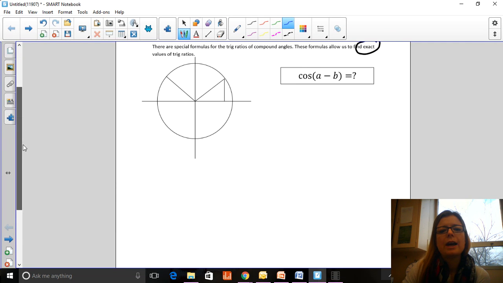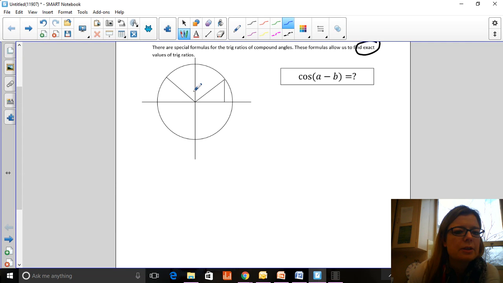So let's go ahead and label this diagram. This here is a right triangle, okay? That's supposed to be showing a right triangle. And so from our initial arm to here, we're going to call that angle A. And then from our initial arm to here, we're going to call that angle B.